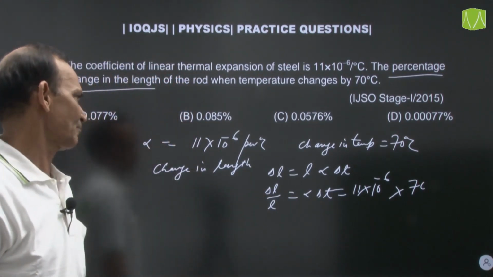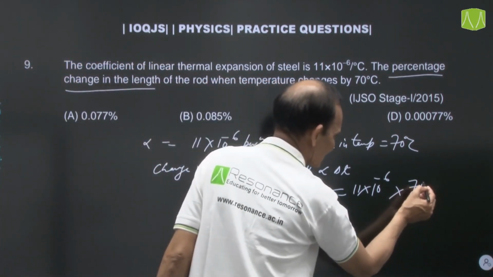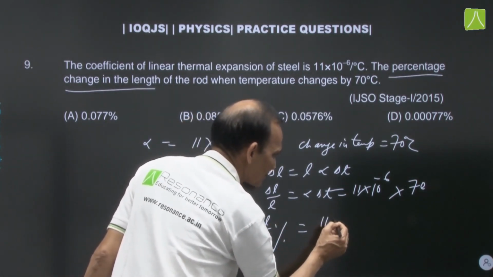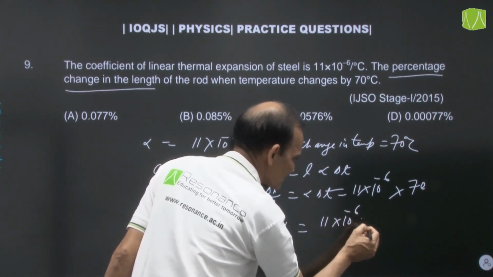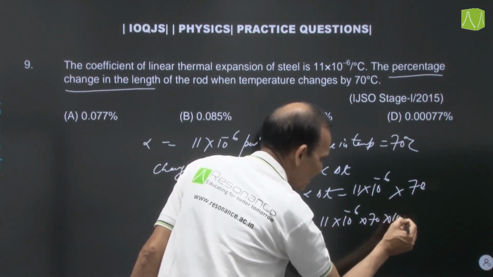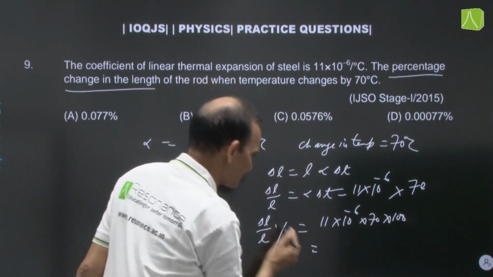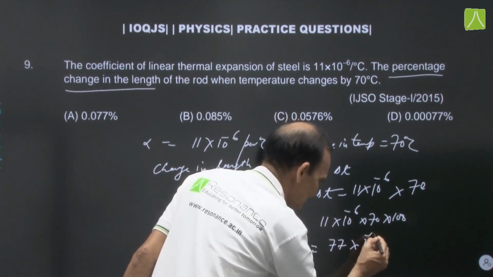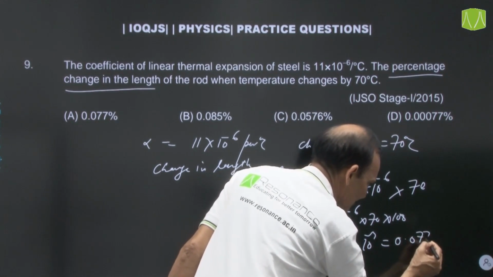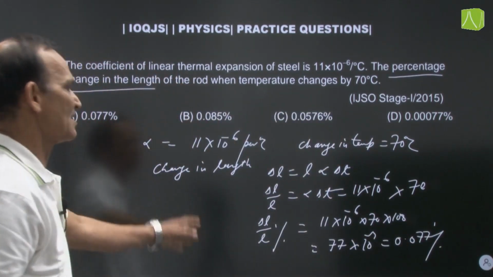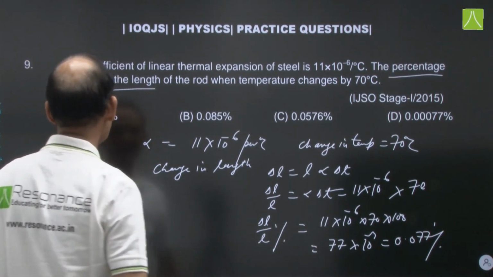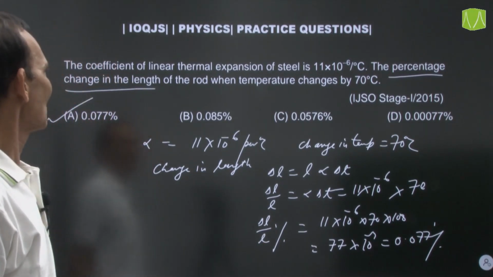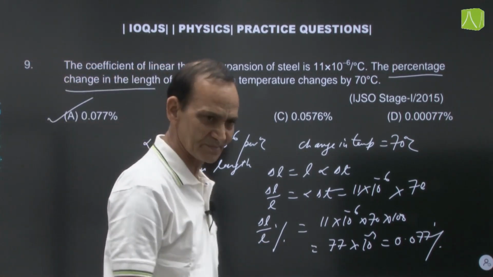L alpha into delta T. We have to find the percent change, so delta L upon L percent multiplied by 100, 11 into 10 raised to the power minus 6 into 70 into 100, it is 77 into 10 raised to the power minus 3, that is 0.077% is the change in delta L upon L, percent change in length. So correct answer is A, 0.077% is the change in length. It was the question number 9.